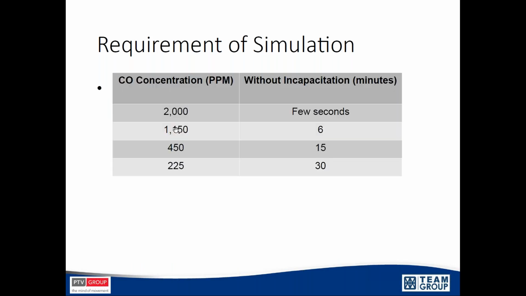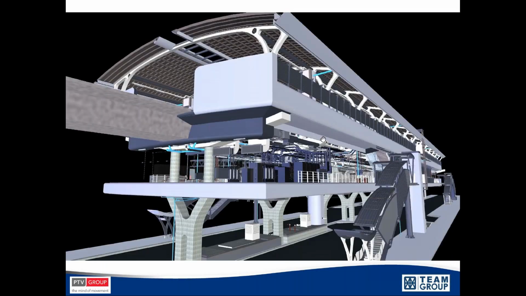Next is about the toxic gases. For carbon monoxide, up to 2000 ppm, passengers can stand for a few seconds, and up to 1000 ppm, passengers can stand for 6 minutes. Okay, those are the requirements from NFPA 130 code.